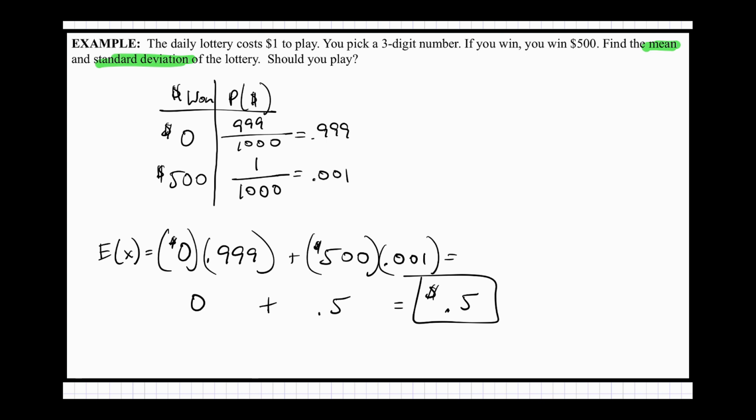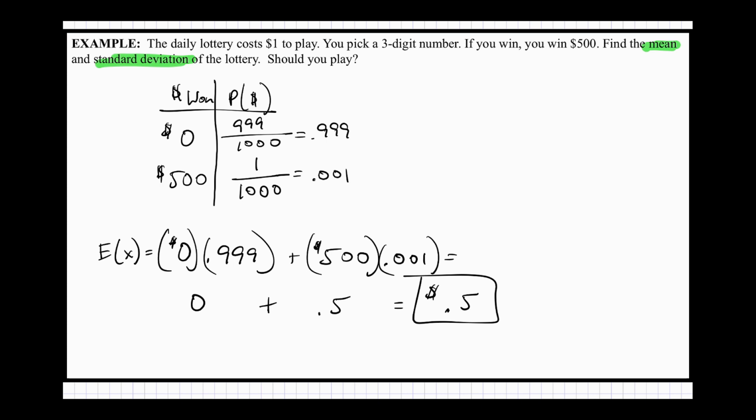So if I were to play this game, this is in the long run. This is not once, right? Because could I win 50 cents in this game? No, I couldn't win 50 cents in this game, right? But in the long run, if I were to play this game 1,000, 10,000, 5,000, a million times, I would expect to win on average about 50 cents every time. Okay.